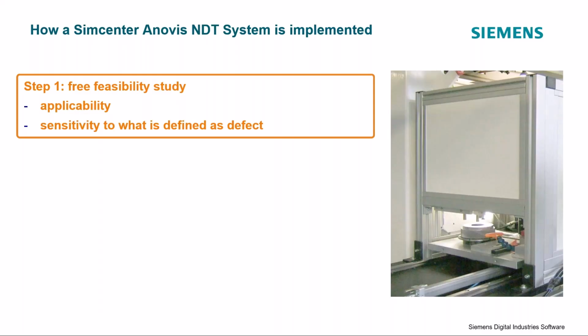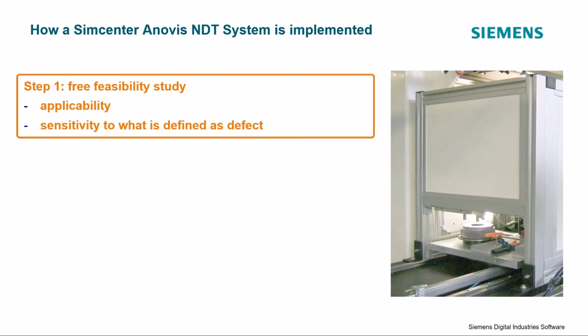It will show the applicability of the method and its sensitivity to what is defined as a defect, because, well, this is arbitrary. The end customer sometimes defines something as a defect which has no impact at all on the resonance behavior. So then it will show up that acoustic resonance testing is not the right method. Well, it's good to have this result in advance.